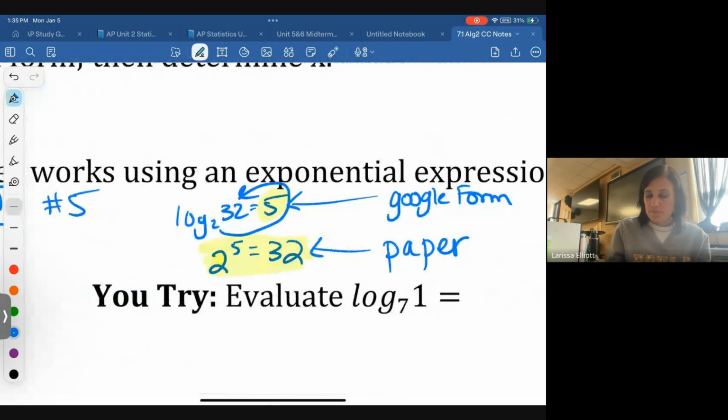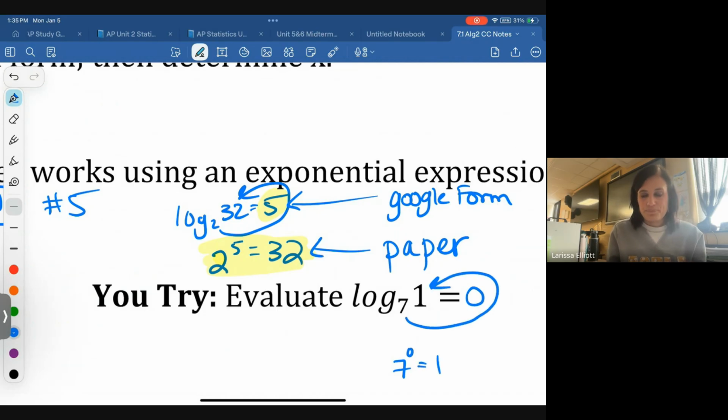And the last one, log base 7 of 1. Once we put this in our calculator, you will get 0. That's what your calculator will tell you, and that is because 7 to the 0 power is 1.